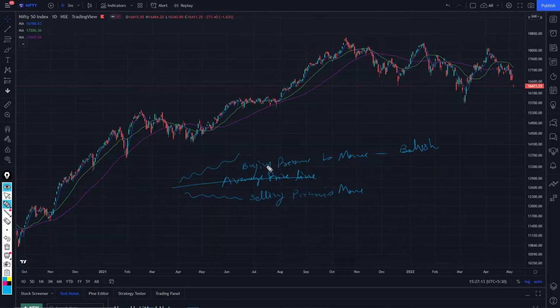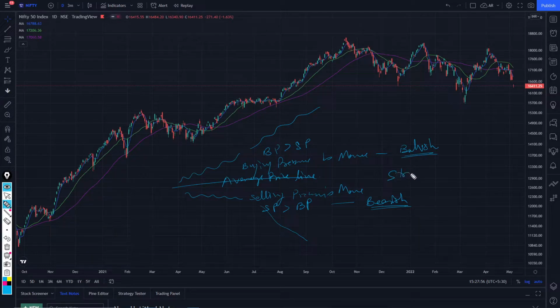We always compare buying pressure with the selling pressure and selling pressure with the buying pressure. So if it is below the average price line, it means the buying pressure, BP, is less than the selling pressure, SP. Here BP is greater than SP. So the market is called bearish, meaning sellers are more. When the sellers are more, price is likely to go down and down. When the buyers are more, prices are likely to go up and up. So this is why moving average is important to understand the strength of the market.